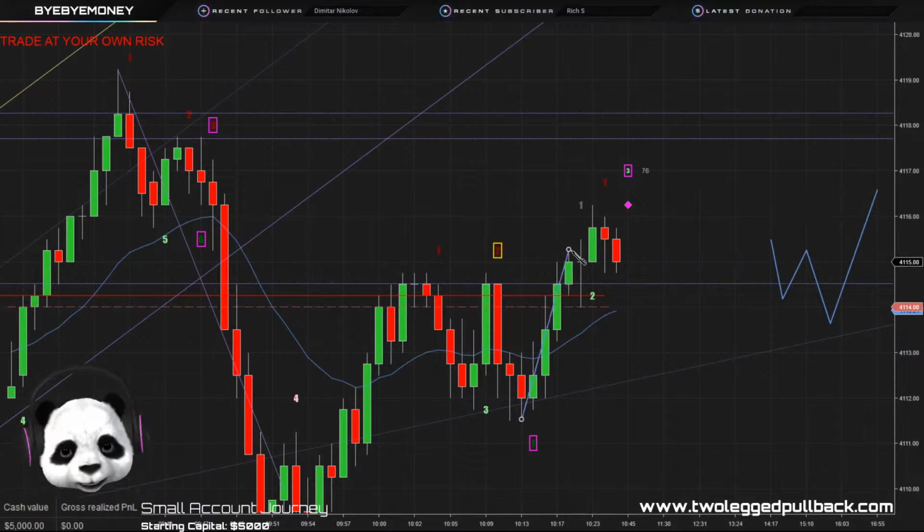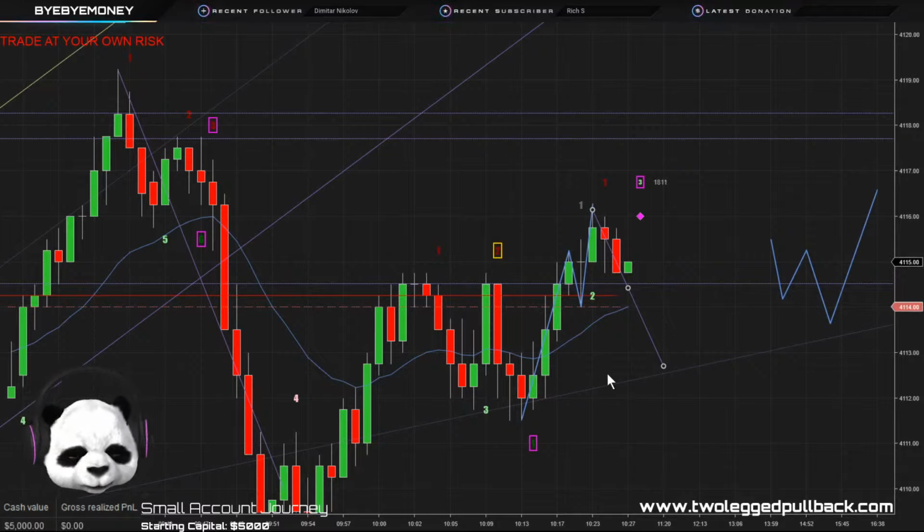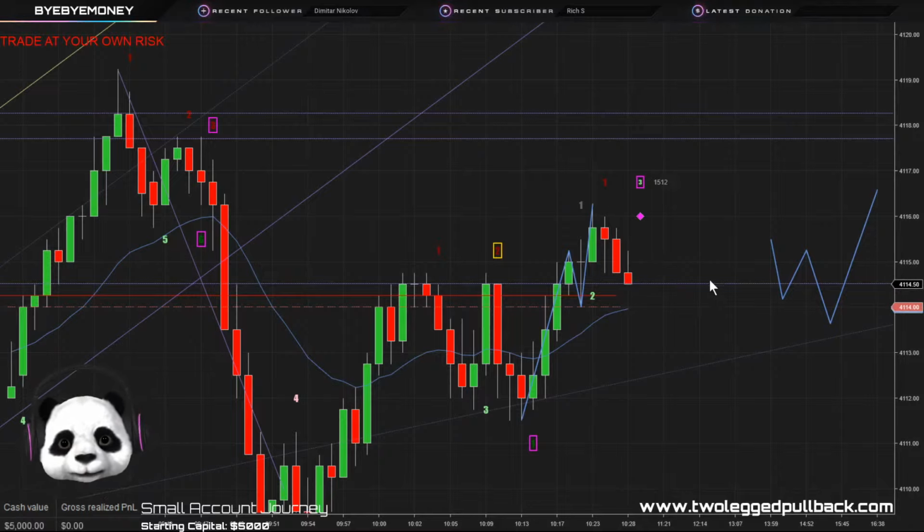We have a first pullback, first entry, second pullback, and typically people like to enter here and go short. But as it is right now, if this reverses and breaks the previous candle's high, this actually becomes a trap. So this is why we have a magenta box and the super signal. I call this a super signal because it tells you all the information you need about the next leg in terms of leg counting. And so we're getting some pullback here.